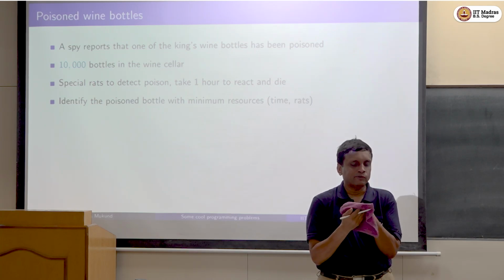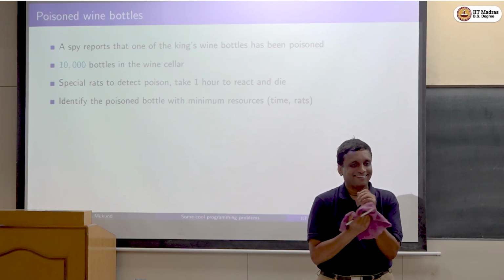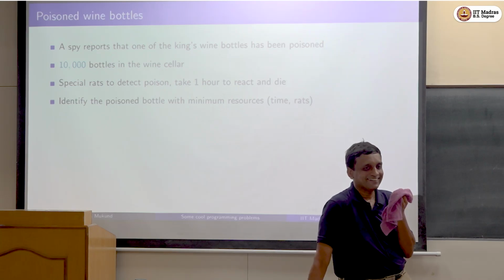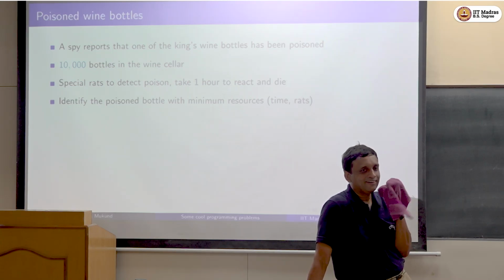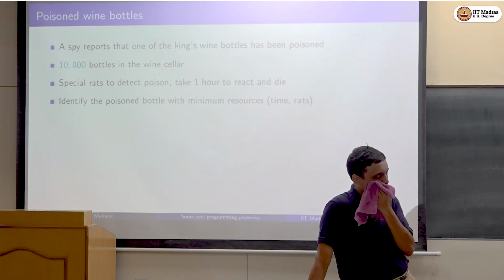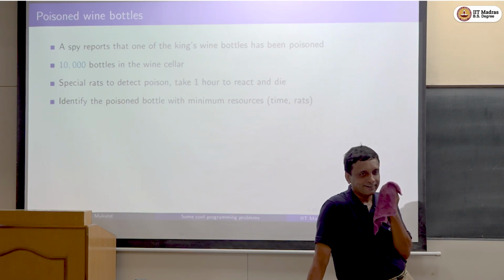Yeah, no, you can use a rat twice if it doesn't die. You can use a rat once till it dies. And you're allowed to kill more than 1 rat. Okay, so it's not required that you kill only 1 rat.